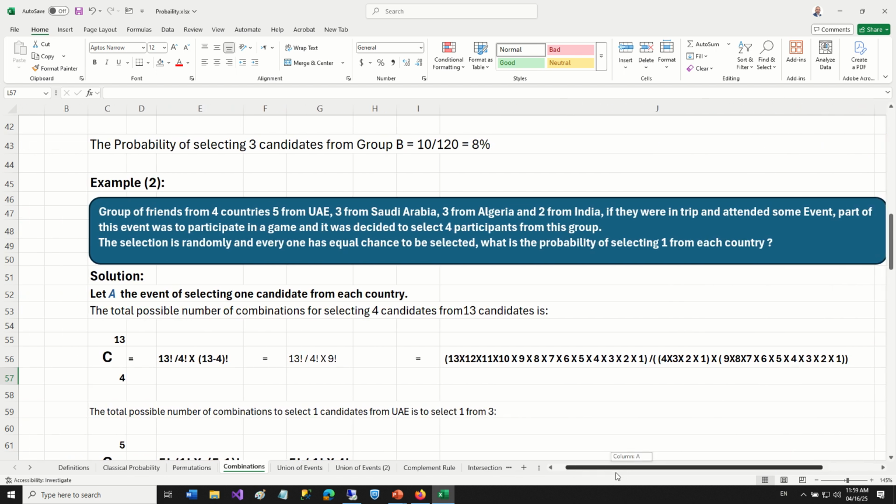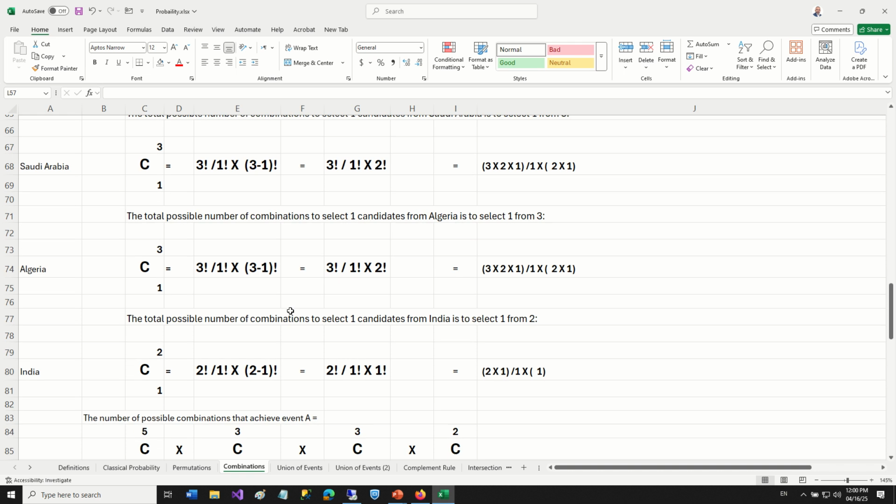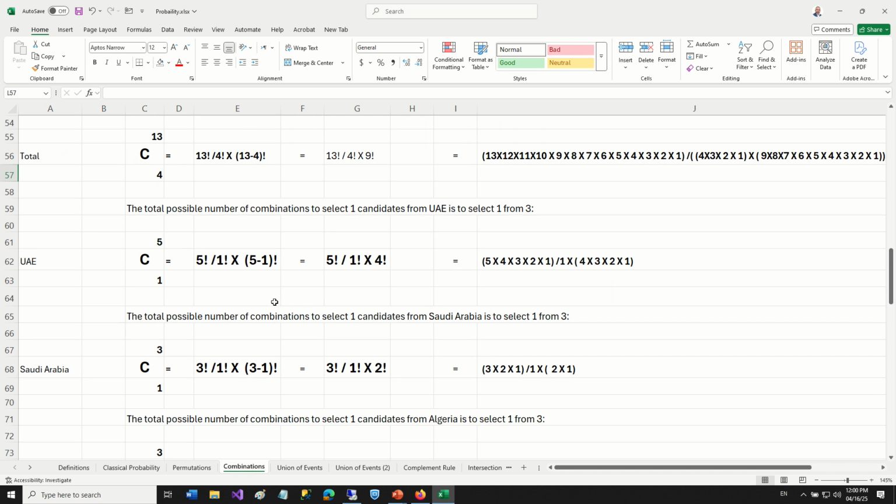Now we have to get the possible number of basic outcomes satisfying this event. It is not only one factor, it is four. As you see now, we have a combination for UAE. The total possible number of combinations to select one candidate from UAE is to select one out of five. I made a mistyping before, it is out of five.